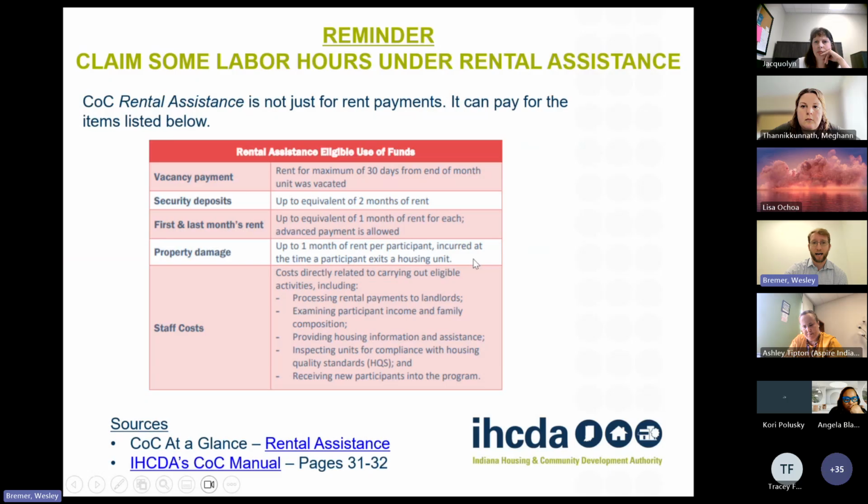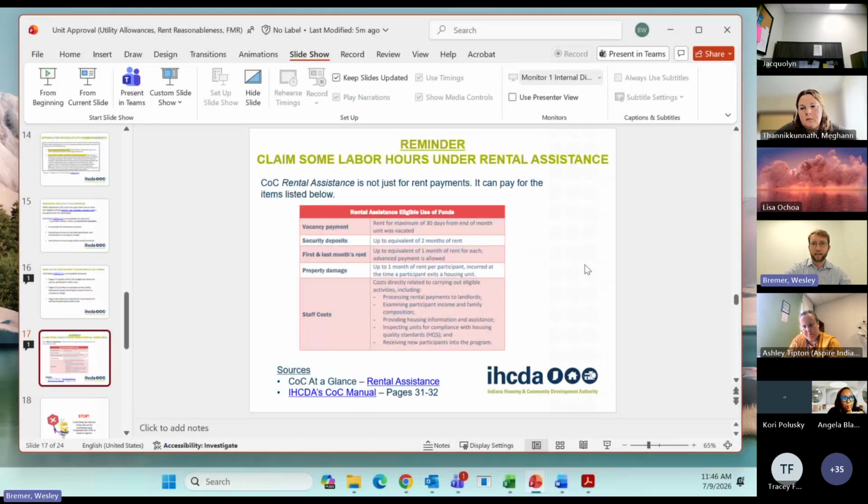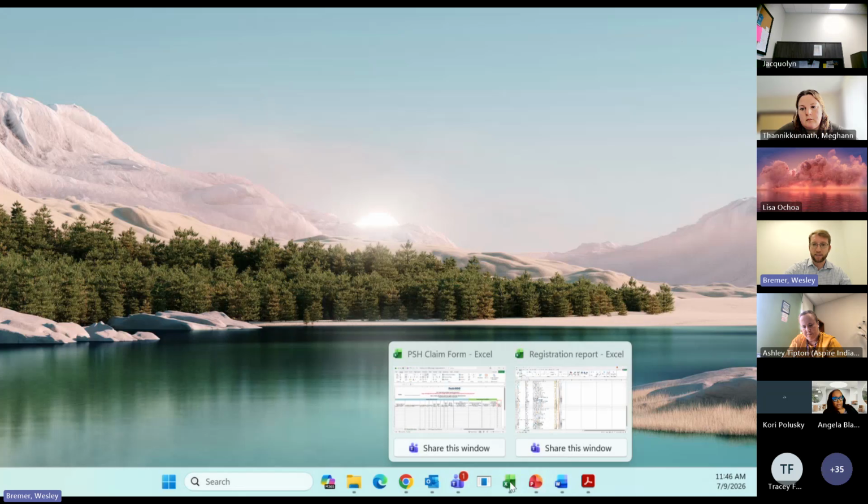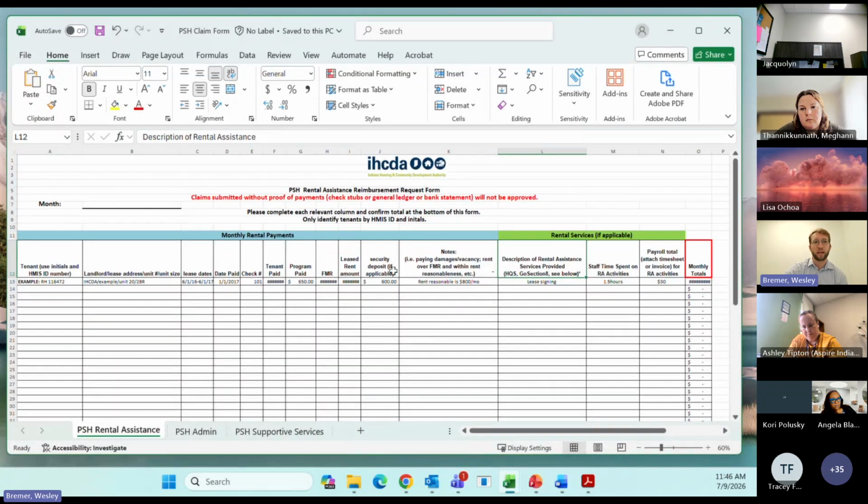But the big thing we want to highlight is that under rental assistance, you can capture a lot of the labor hours or person hours of your case managers. Like the time you spend doing an HQS inspection, that can be reimbursed under rental assistance. The same is true for an income calculation and rent reasonable valuations. They could rightfully fit under here, providing housing assistance.